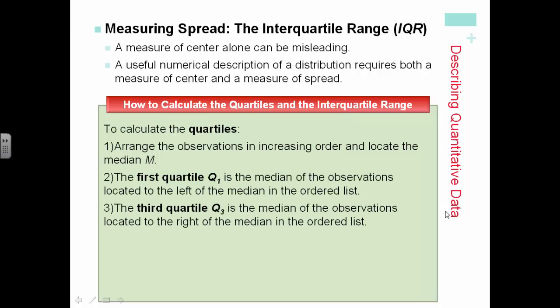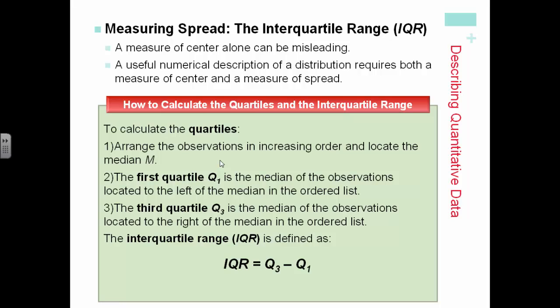Since we need to be more specific, sometimes we're going to look at what are called quartiles. Quartiles and interquartile range help us determine a better way to find different parts of data. We know that the median is our center value, and to find the quartiles, similarly as in the median, we arrange the observations in increasing order.